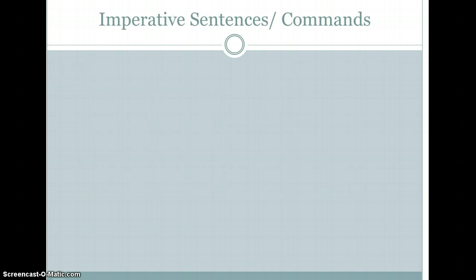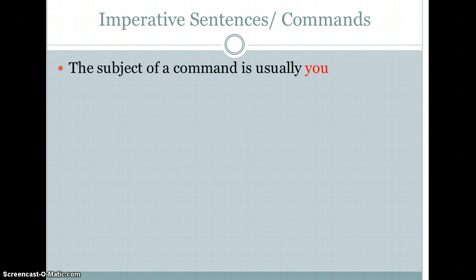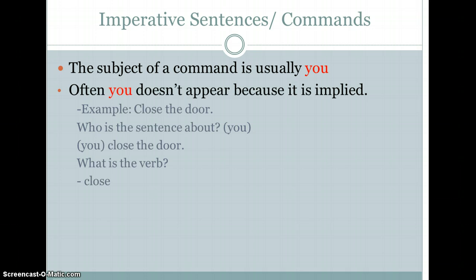Imperative sentences, commands. The subject of the command is usually you. Now, often you doesn't appear because it's implied or assumed. If I looked at a student and said, close the door, they would know that I was talking to them, so the subject would be you. I don't have to say you close the door. Okay, so who is the sentence about? It's about you. What are you doing or going to do? Close the door.